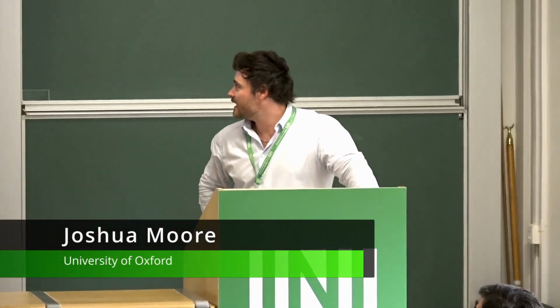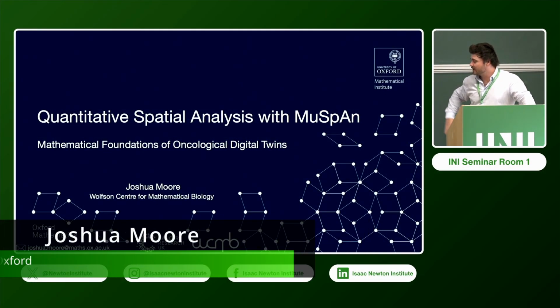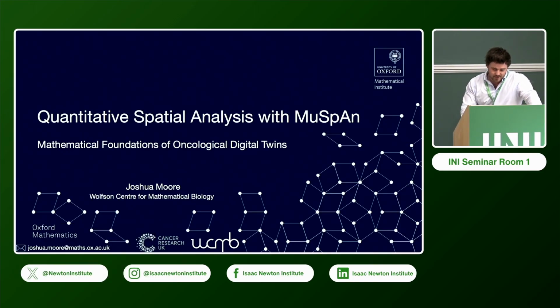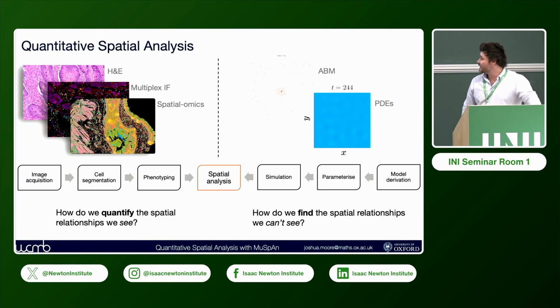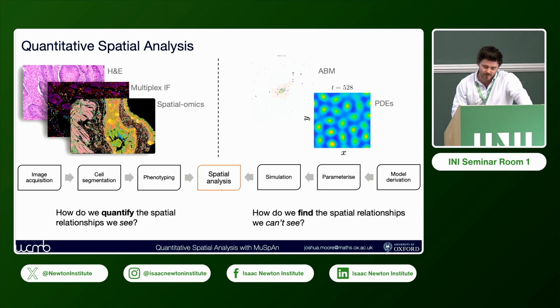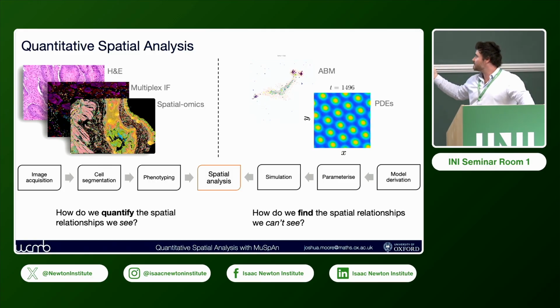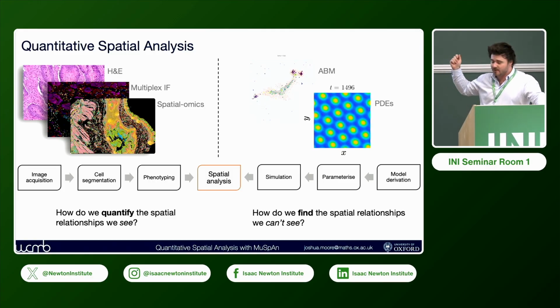So yeah, I'm Josh Moore. I'm a postdoc with Helen Byrne at the Centre of Mathematical Biology at Oxford. Among many things, such as modelling in terms of development and disease, our group is also interested in the analysis of spatial data, so looking at the spatial properties of data, whether that comes from imaging data or our model simulations. But really what that means is we like to think about how we quantify the spatial relationships we see, and sometimes the ones that we can't see inside of our imaging data.